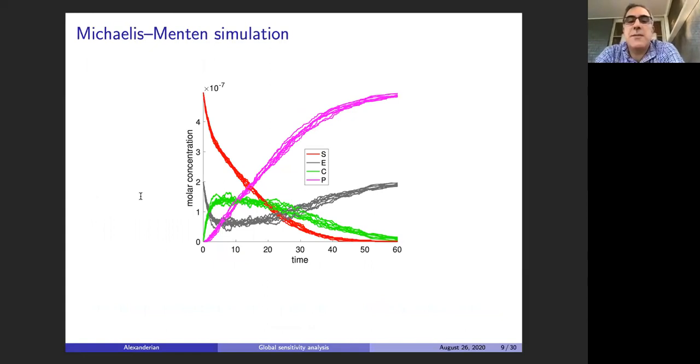Let's take a look at some nice plots. Here I simulated the system. I'm showing some realizations of the trajectory. They're different because it's a stochastic model. If I run the same code even with the same parameters multiple times, I get different realizations. And you see the conversion of the substrate, the red ones, to the product as a function of time. These are molar concentrations.